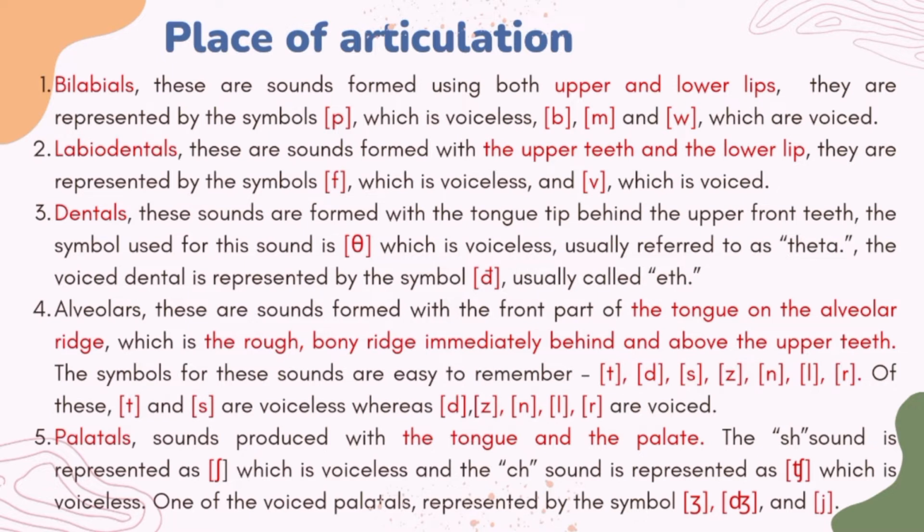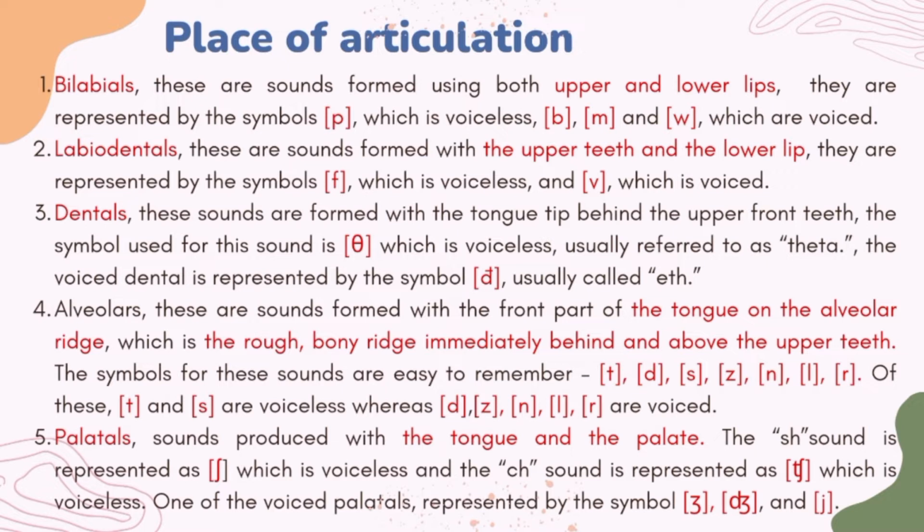Number three, dentals. These sounds are formed with the tongue tip behind the upper front teeth. The symbol used for this sound is th, which is voiceless, usually referred to as theta. The voiced dental is represented by the symbol th, usually called eth.